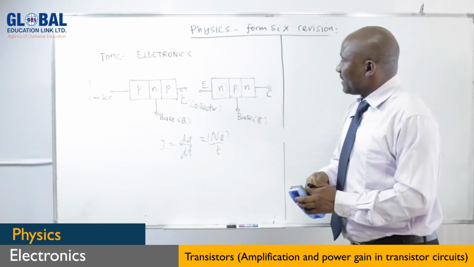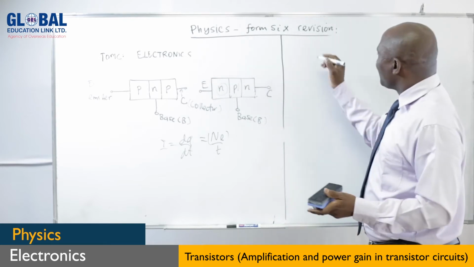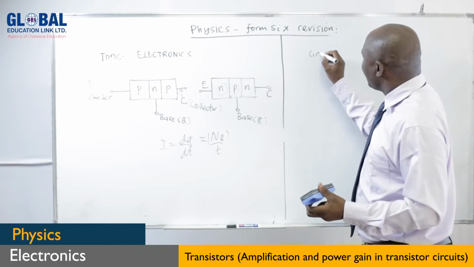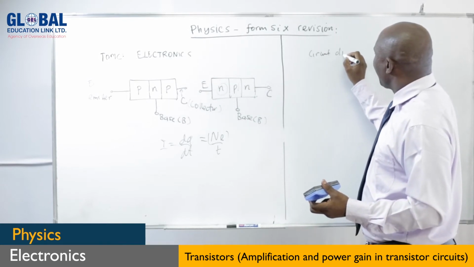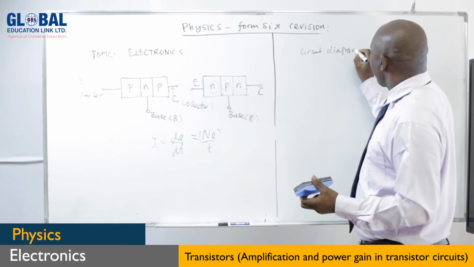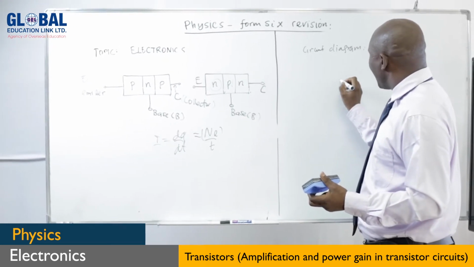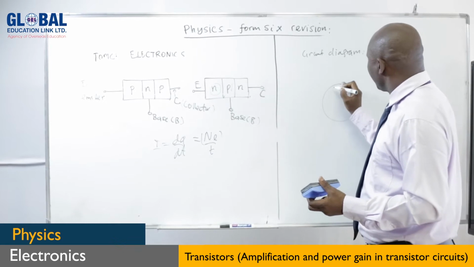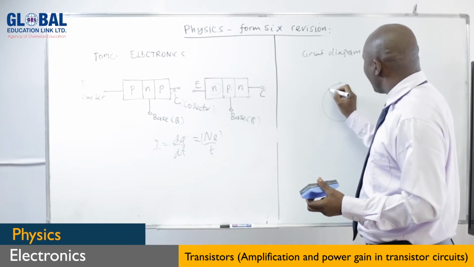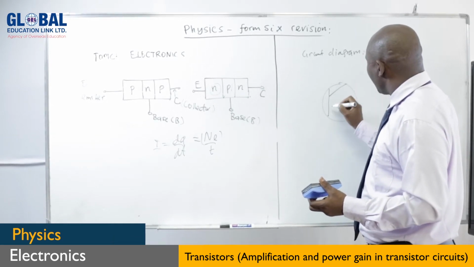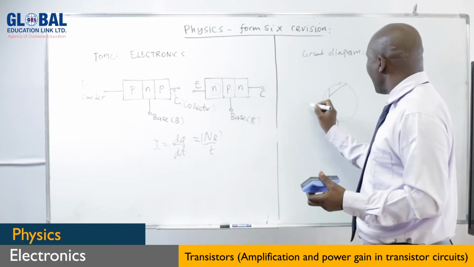Now, this is the diagram. But when you talk of the circuit diagram for a transistor, if you remember, we had this. This is the type of transistor we have, and this is the arrow.